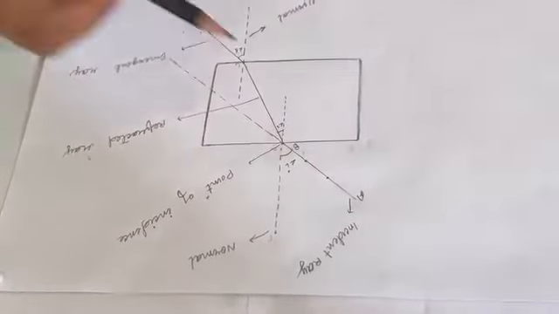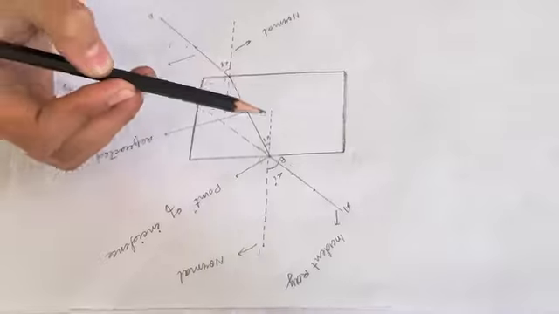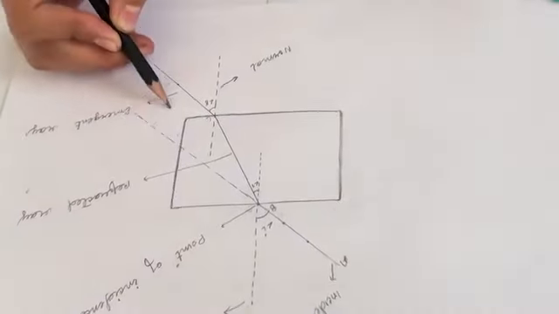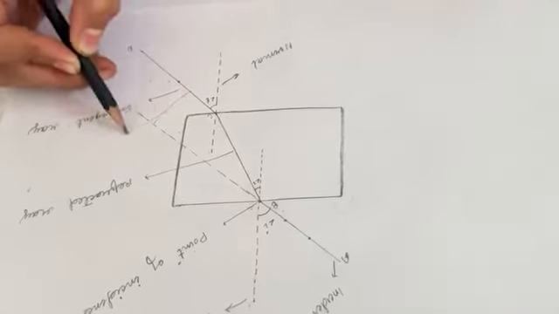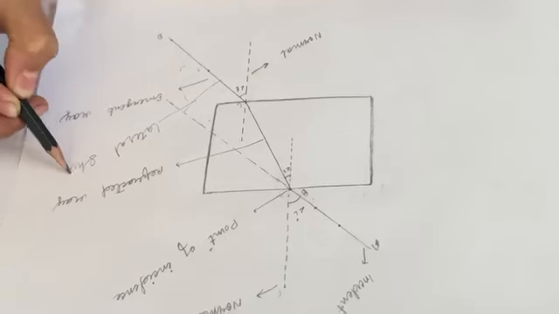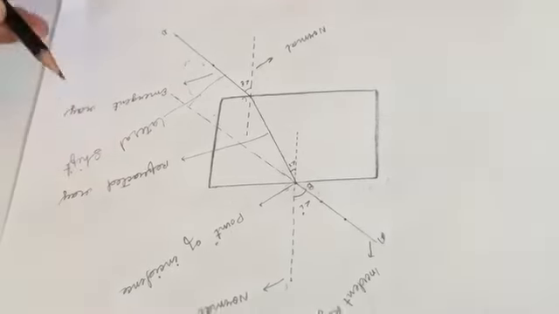But when it entered from one medium to another medium, it changed its path, and the distance between these two lines is called the lateral shift.